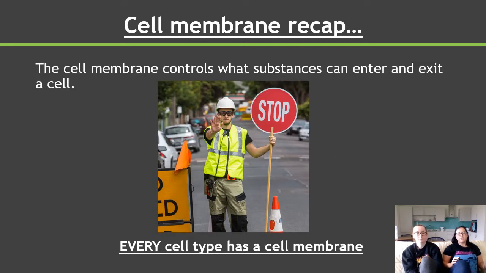Okay, so to remind you, the cell membrane controls what substances can enter and exit a cell. And every type of cell has a cell membrane. So animal, plant, fungal, and bacterial all have a cell membrane, and they all have this ability to decide what is coming in and out of the cell.